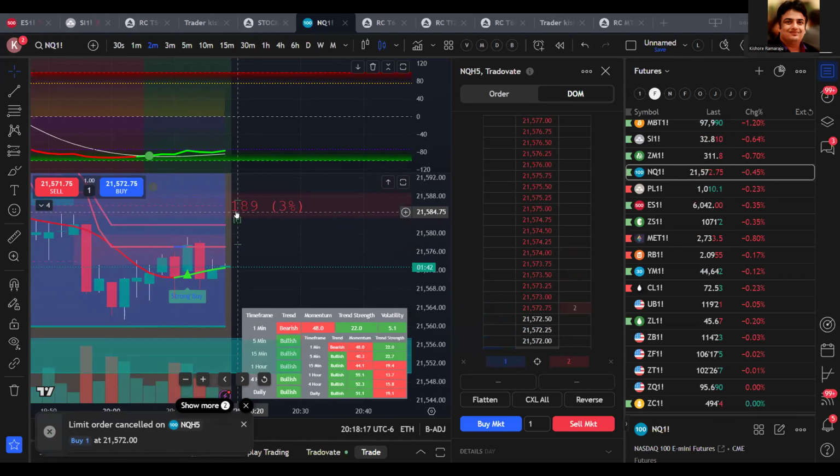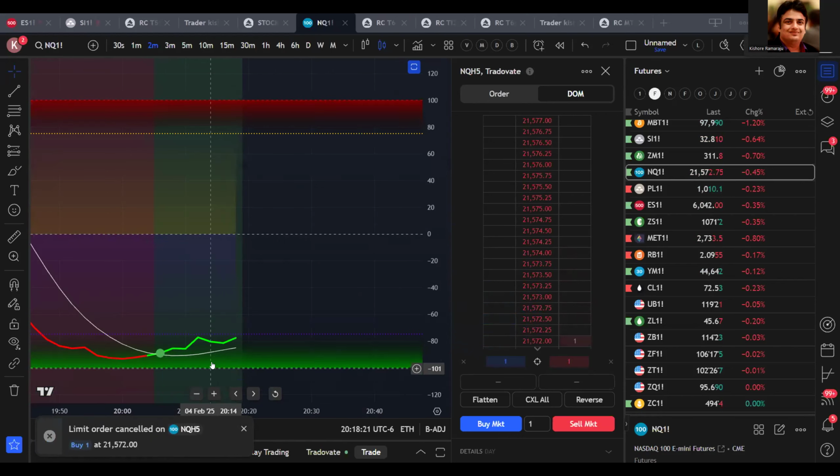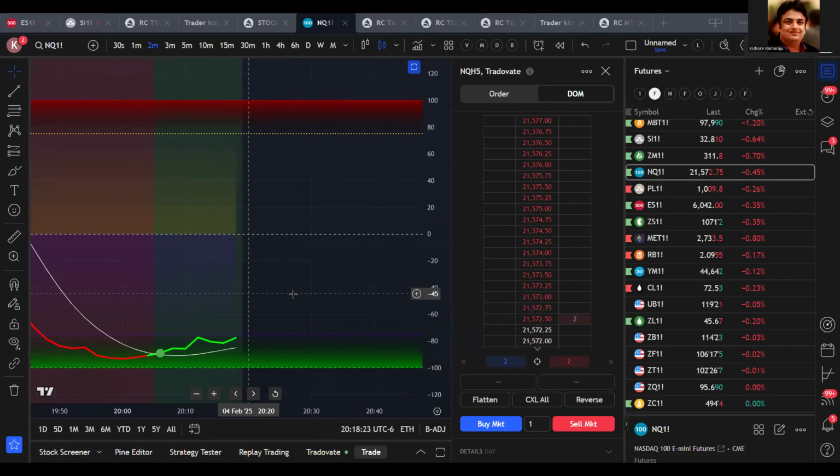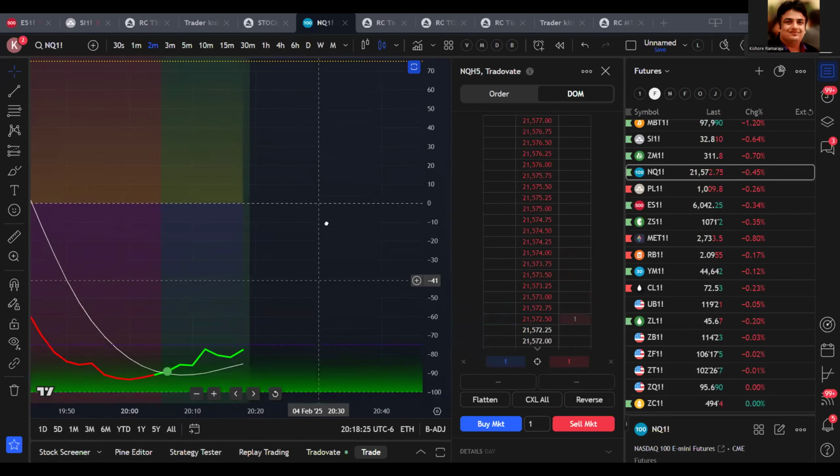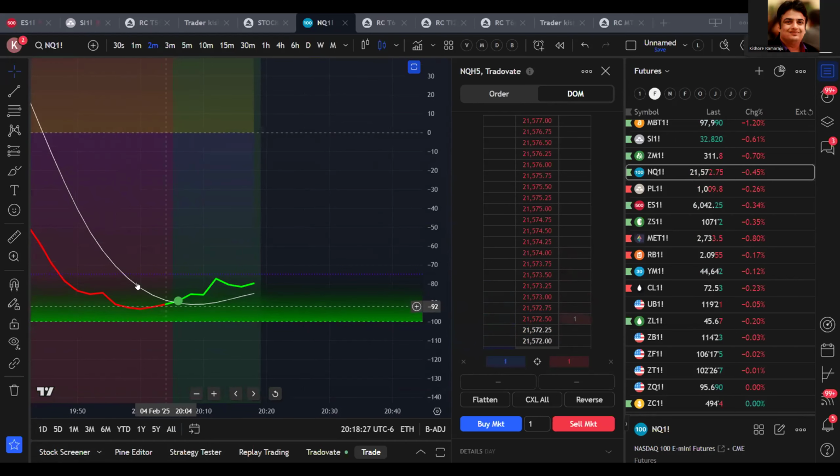And NQ also can go all the way here, 10 points up, but yeah, let's wait one more minute. NQ and ES move in the same direction. NQ also came all the way to the bottom, trying to bounce up.